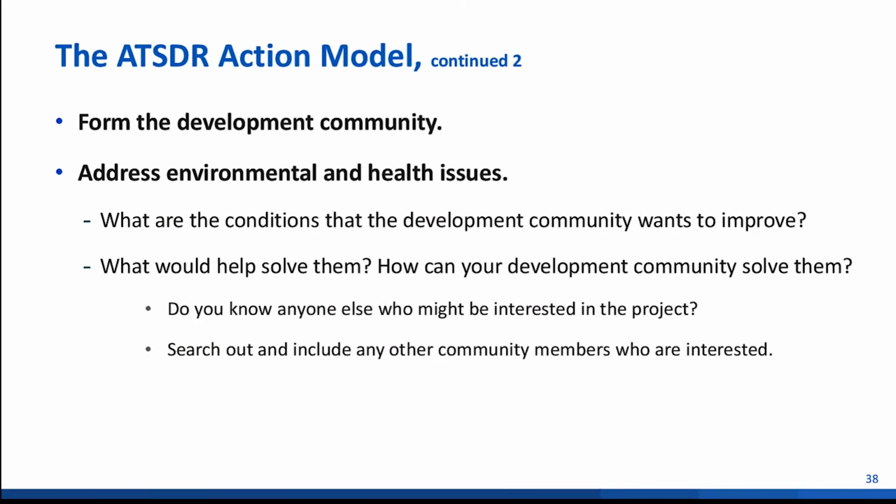A good place to start is to form the development community. Find members for your development community and build up that community. These are your partners. Then, address environmental and health issues facing the community. Ask them what conditions they want to improve. Ask how you can help them and how you can work together to solve any problems. Also ask who else might want to be involved and encourage the community to include them. That way, you're not leaving people out.